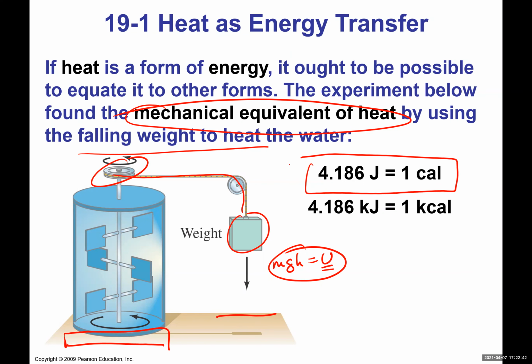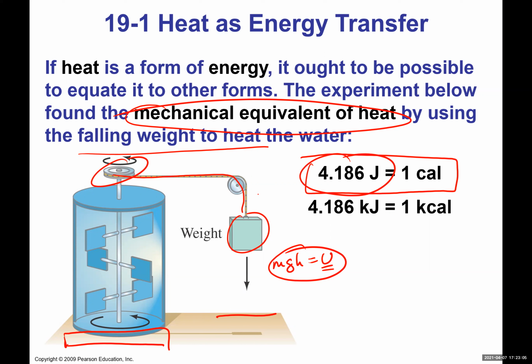It shows that 1 calorie is equal to 4.186 joules of energy. That means, remember, 1 calorie is the amount of energy needed to increase 1 gram of water by 1 degree Celsius. That means 4.186 joules is the amount of energy in SI units needed to increase 1 gram of water by 1 degree Celsius.